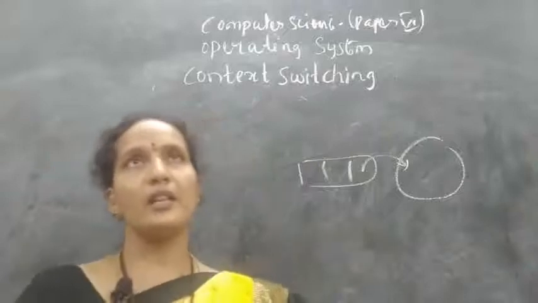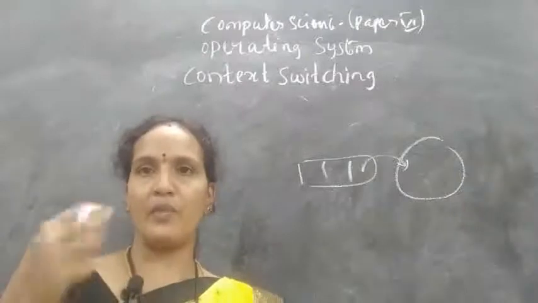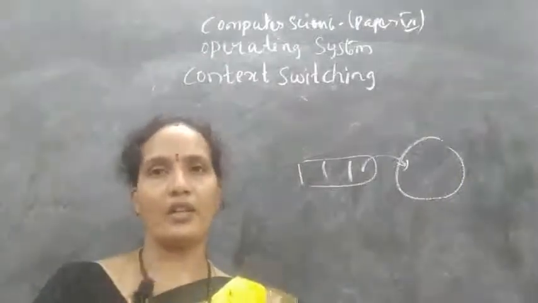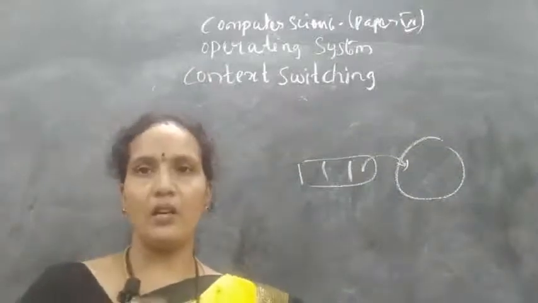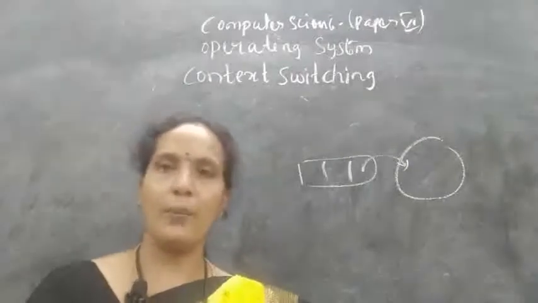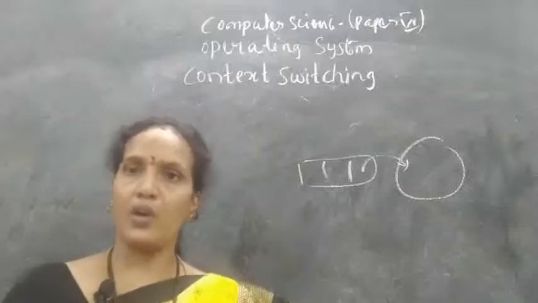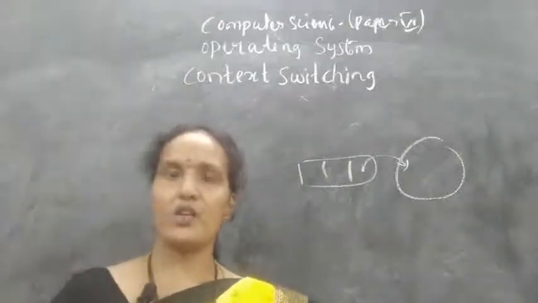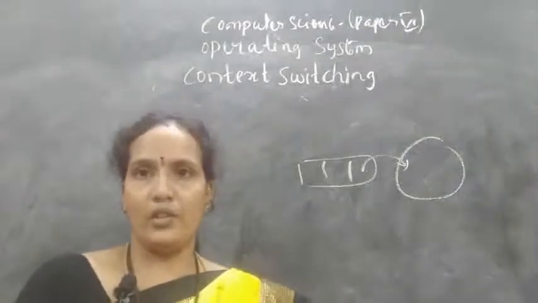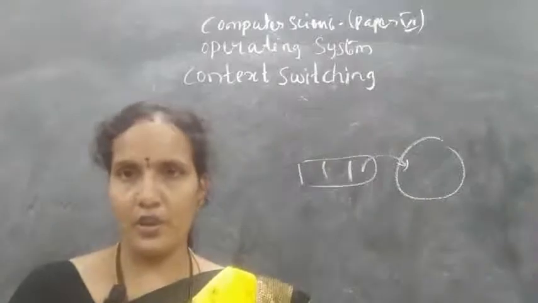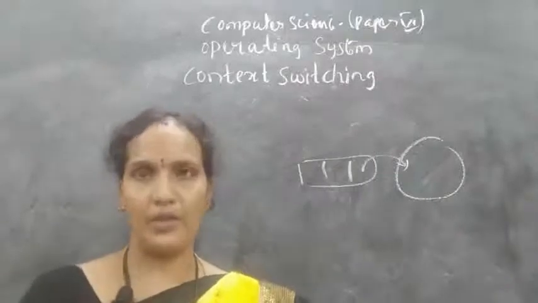Next, in the last class I explained the scheduler. A scheduler is software that will select one job from a queue and load that job into a processor for execution. How many schedulers do we have? Long-term scheduler, medium-term scheduler, and short-term scheduler. The long-term scheduler will select all the jobs and maintain a queue. That is the job scheduler.